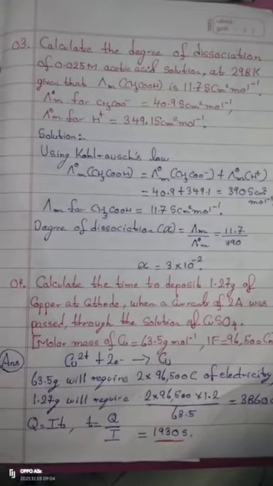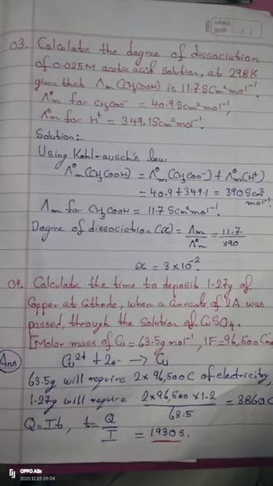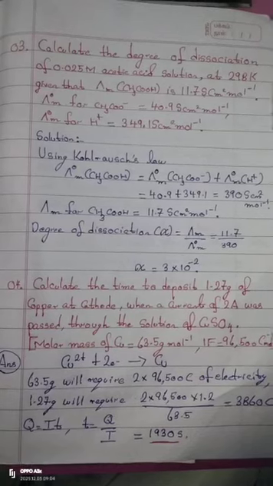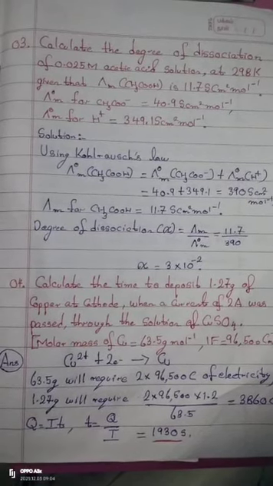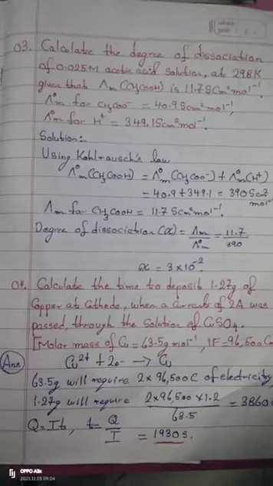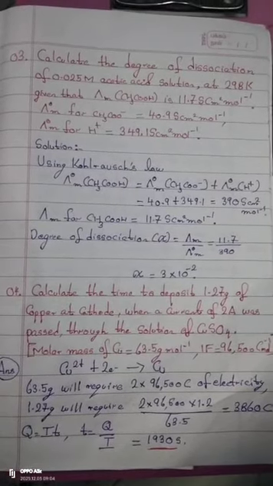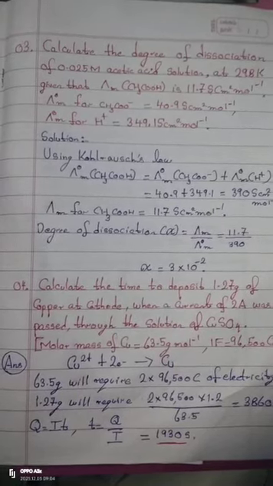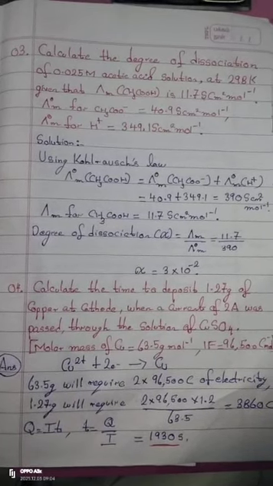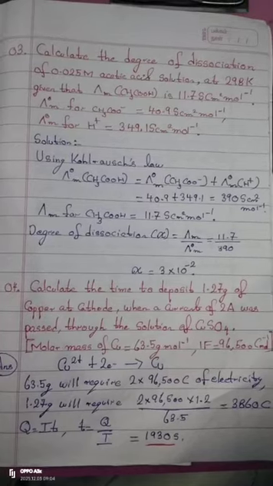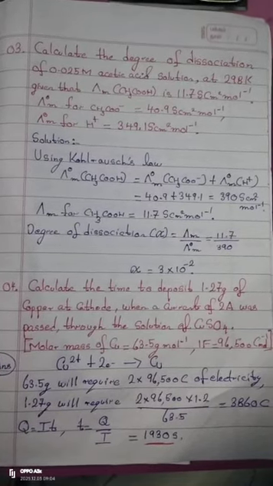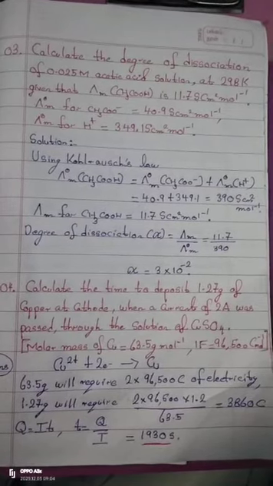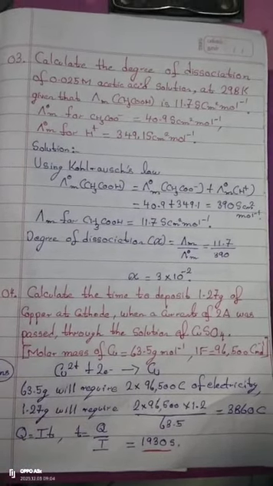Hence, 1.27 gram will require 2 × 96,500 × 1.27 divided by 63.5, which is equal to 3,860 coulombs. This is for 1.27 gram. Hence Q equals I T. We need to get the time. So Q divided by I, that is 3,860 divided by 2, will get us the value of 1,930 seconds.